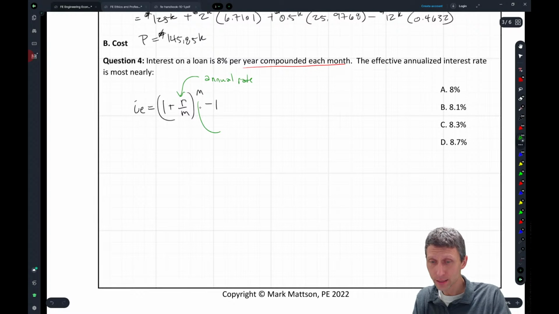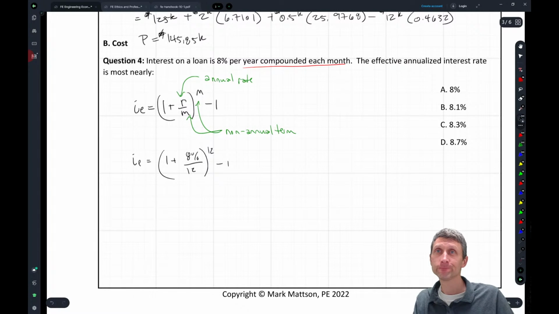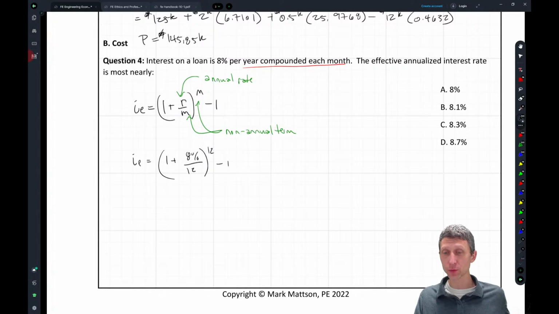M is the non-annual term. So what are we going to do? We're going to say I sub E equals 1 plus the rate of 8% divided by 12, to the 12, minus 1. All we're doing here is plugging that in.